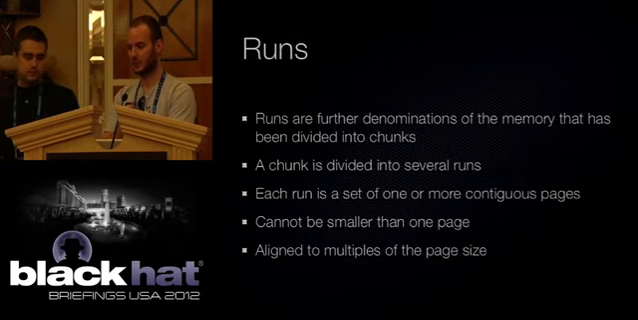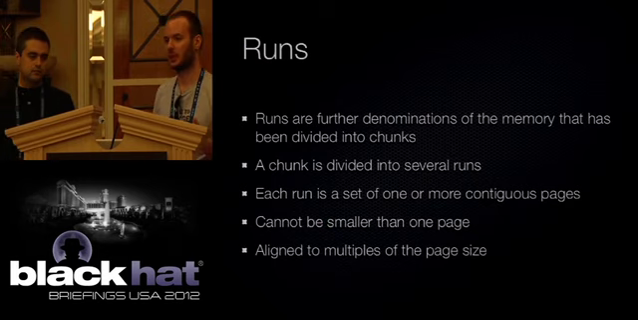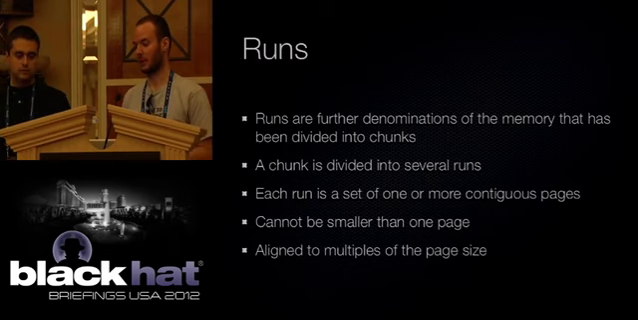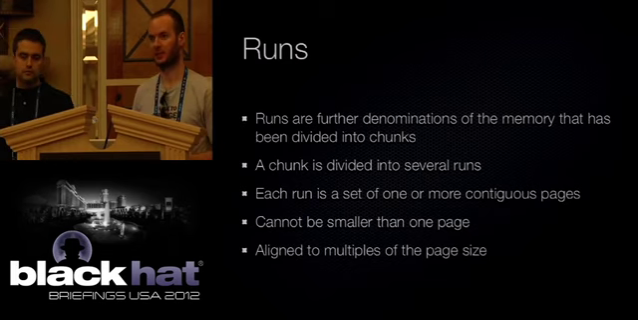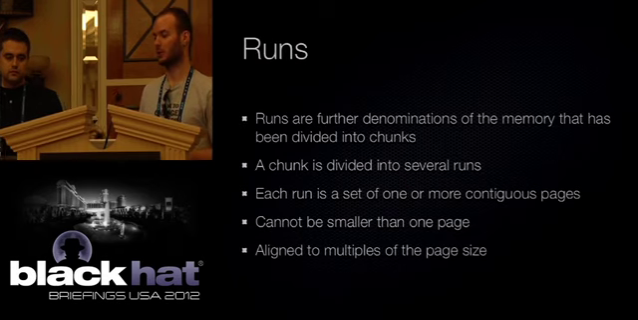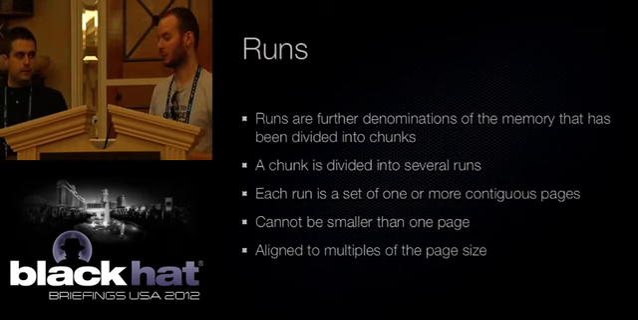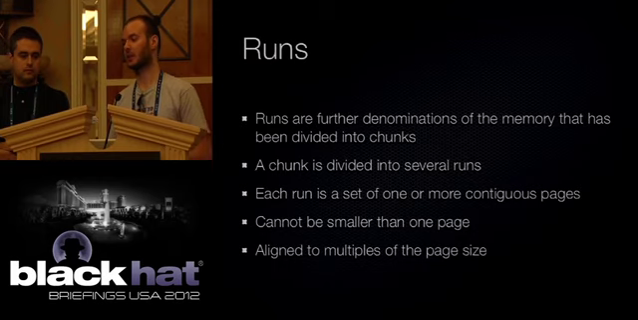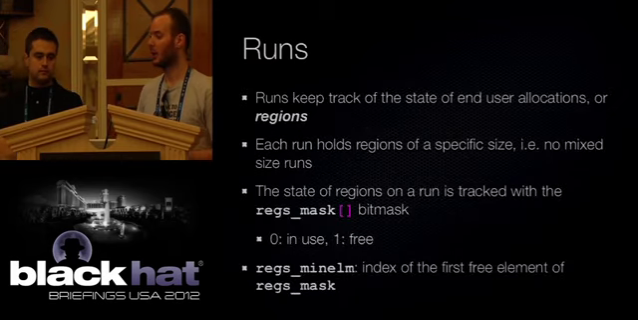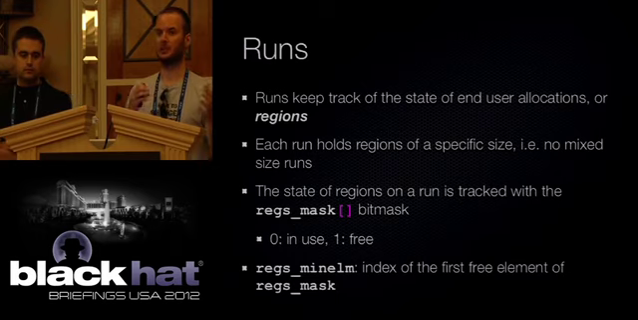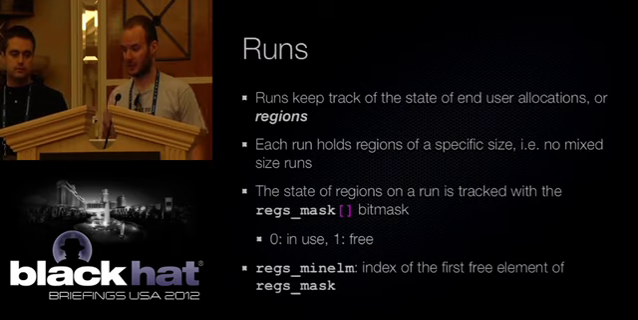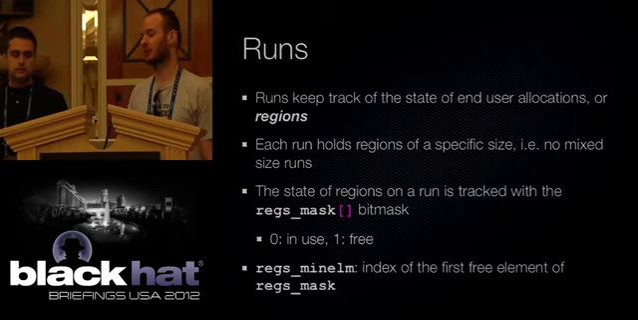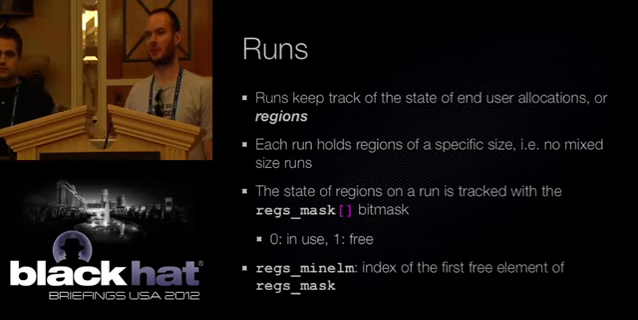Chunks are divided in runs. Runs are actually simple containers for end-user memory allocations. Each run has a size that is a multiple of the page size, and due to this characteristic, runs are also aligned at memory addresses that are a multiple of the page size. As we have said, runs contain end-user memory allocations. They keep track of the state of each allocation, whether it is used or free. One important characteristic is that a run contains regions of a specific size. So there's no way you can see a 32-byte allocation followed by a 64-byte allocation, for example.